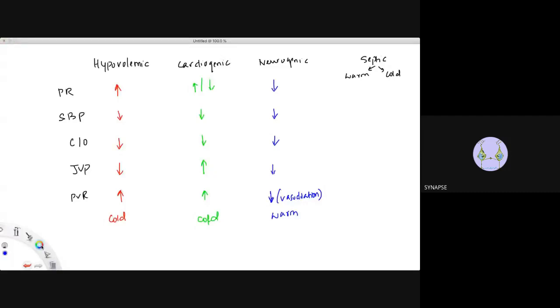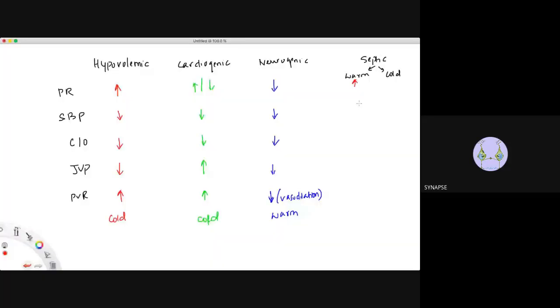Okay. So now let us look at this. Warm phase of septic shock, that is the early phase of septic shock. What happens here? Pulse rate is? It's a tachycardia, ma'am. Increased. So what happens to the BP? BP is high or low? It's shock. Decreased. Okay. Cardiac output? Decreased.